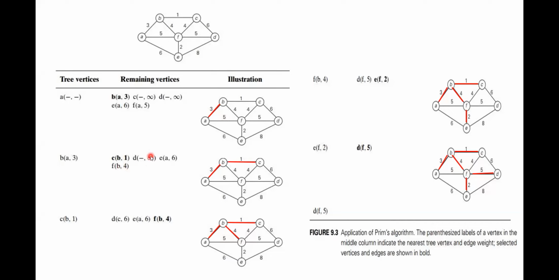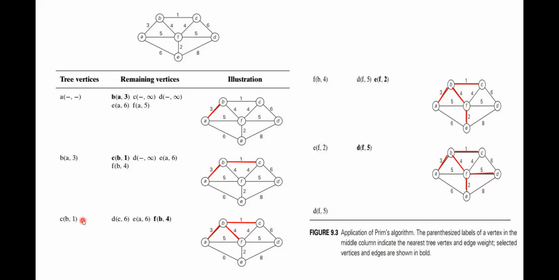Okay, among the available options, what are the available options now? Of course, B cannot be reached. I can reach C, I can reach F, I can reach E. Only these three options: C, E, F. So which to select? The minimum. Which is minimum now? B to C with cost 1 is minimum, and hence I will consider vertex C into the selected set of vertices.